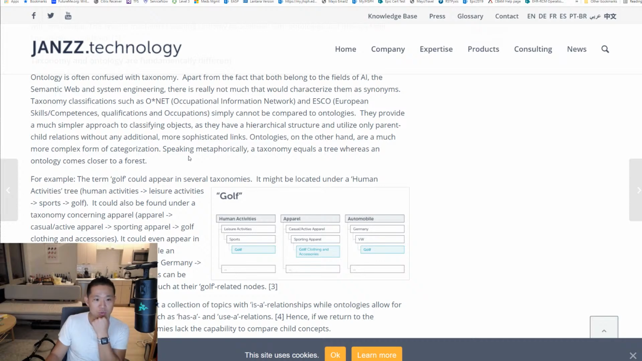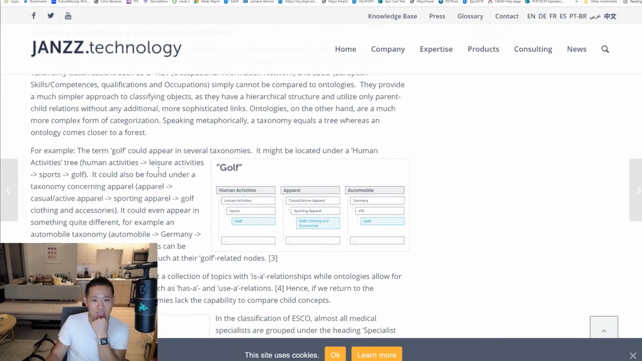They provide a much simpler approach to classifying objects, as they have a hierarchical structure and utilize only parent-child relationships without any additional, more sophisticated links. Ontologies, on the other hand, are a much more complex form of categorization. Speaking metaphorically, a taxonomy equals a tree, whereas an ontology comes closer to a forest.